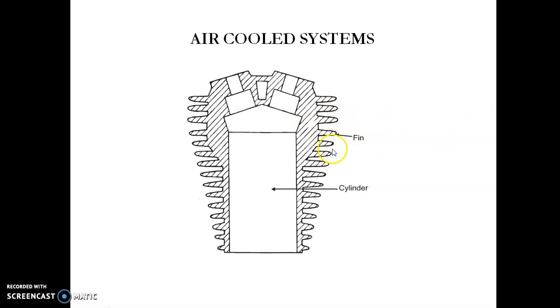convective heat loss from the cylinder wall, we extend the surface of the engine cylinder. That protrusion is called a fin. Heat generated within the engine cylinder is transferred to the outside environment through these fins, which increases the convective heat loss.